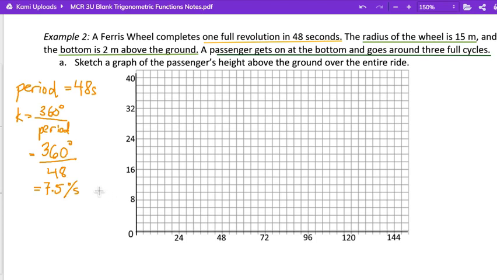What does that even mean? We call this an angular velocity. So velocity is like a speed, and it tells us that every second the Ferris wheel rotates 7.5 degrees. So it's not moving horizontally, but it's rotating. Every second it's 7.5 degrees. It's telling you how quickly it's rotating. So this is called an angular velocity. Let's write that down. Let's put a star next to it.